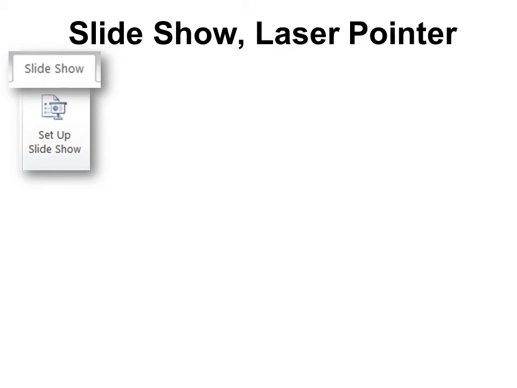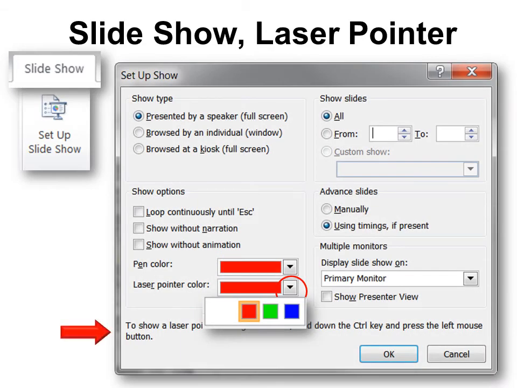Now I just showed you a laser pointer. See that? And that's found under Slideshow, Set Up Show. And in there, you'll see it says to show a laser pointer during a slideshow, hold down the Control key and press the mouse button. That's all you have to do. However, if you want to change colors, you do have that option.